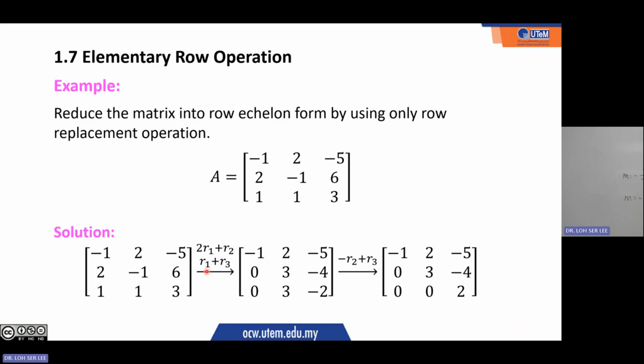Okay, and the second operation, R1 plus R3. That means row 1 plus into row 3, respectively. So this one plus this, you get 0. 2 plus 1, you get 3. Negative 5 plus 3, you get negative 2.